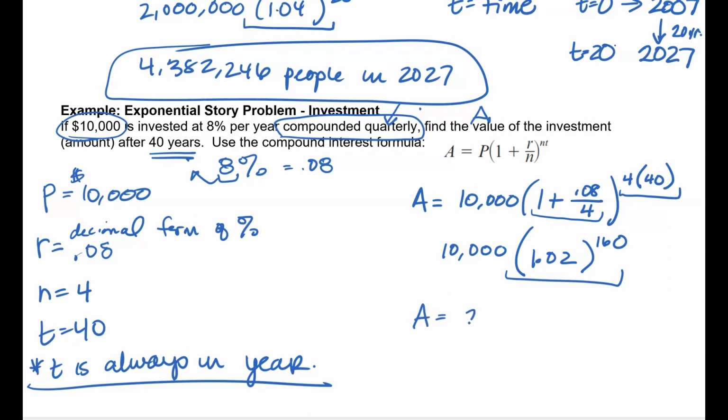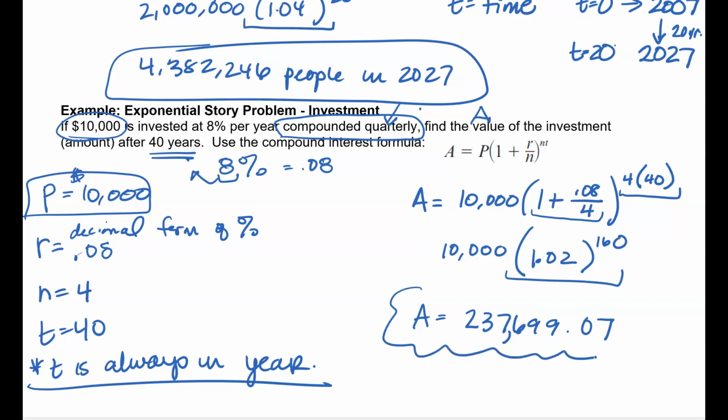When you do that, you get $237,699.07, which is crazy because that person started with $10,000. So you can see how compound interest really does a lot to grow your money.